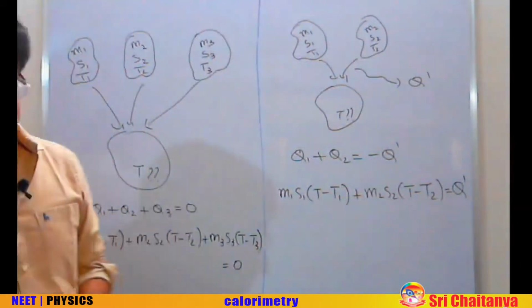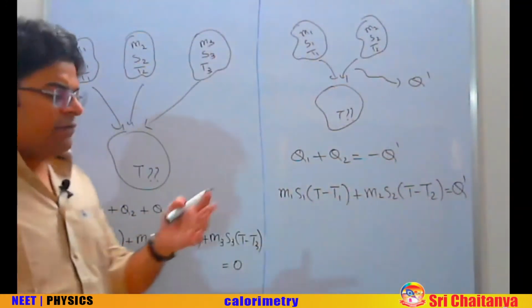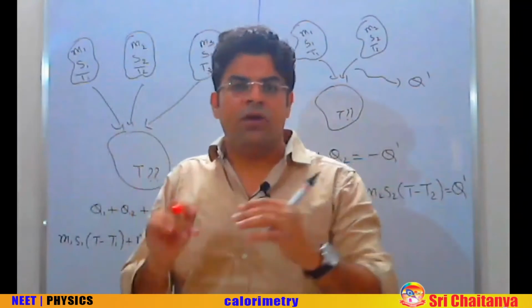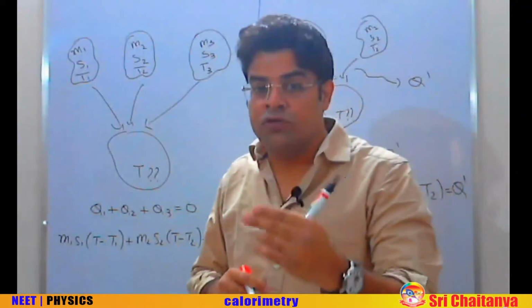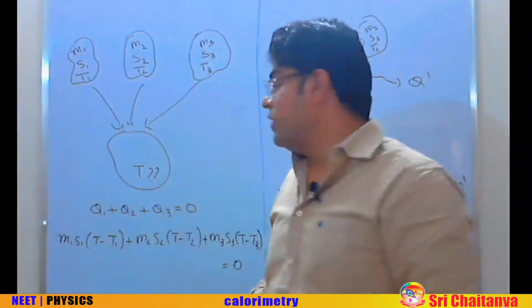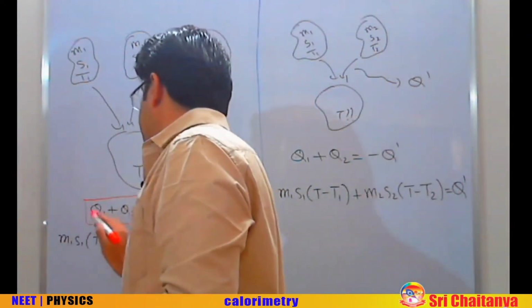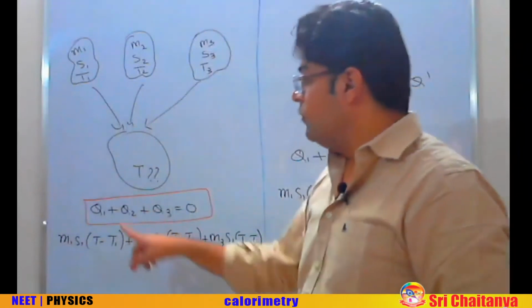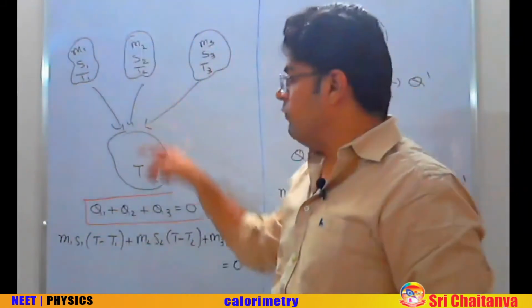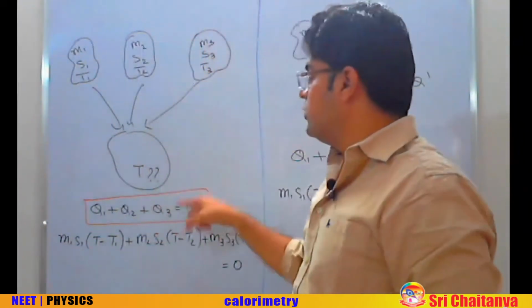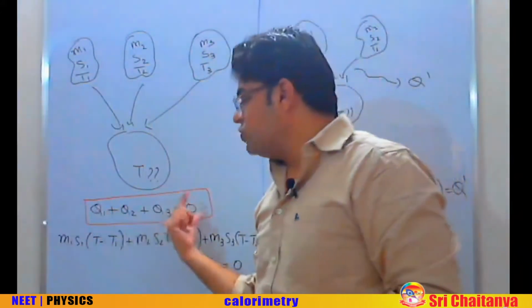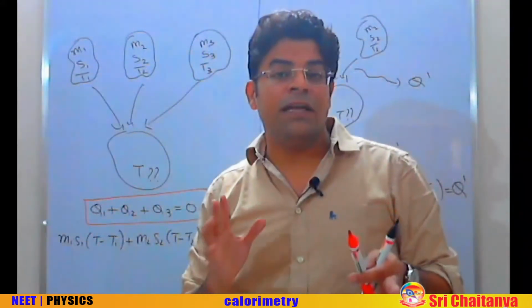What I suggest here is that if they have said that these three things are mixed and no additional heat has been provided from outside or heat has not been extracted outside, then you can write the heat given to 1 plus heat given to 2 plus heat given to 3 equals 0. What is Q1? Heat given to 1. What is Q2? Heat given to 2. What is Q3? Heat given to 3. And their sum has to be equal to 0 because you are not providing any heat from outside.